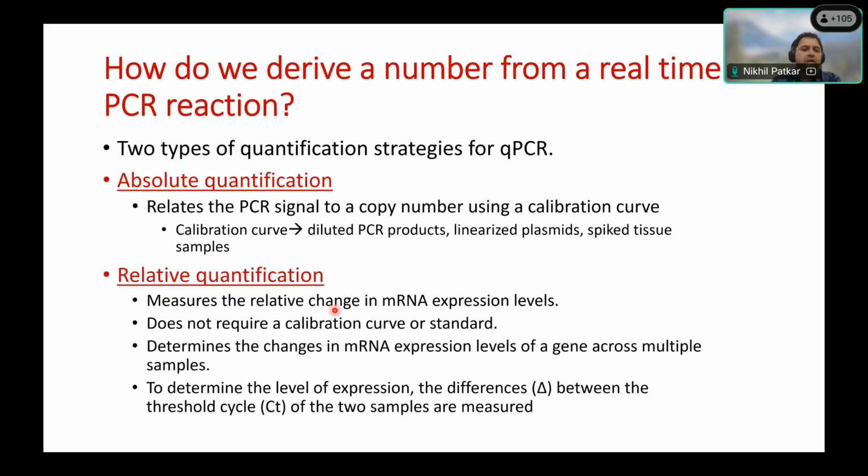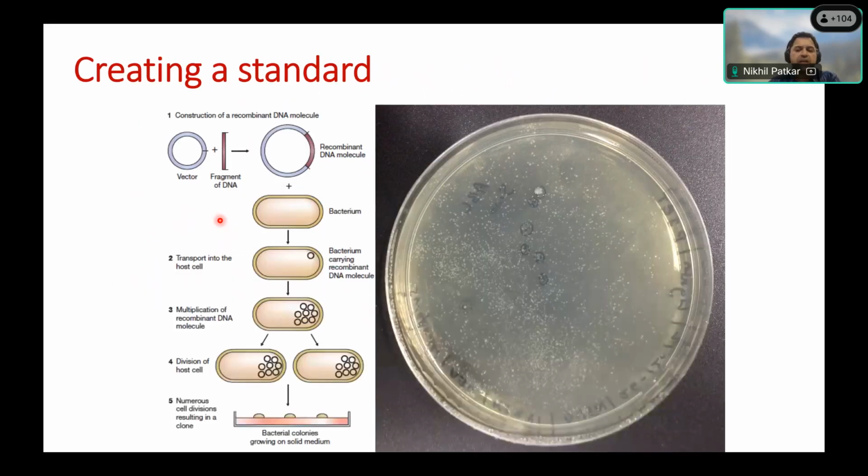So how do we get a number from a real-time PCR CT value? This is done by a technique known as either absolute quantification or relative quantification. In absolute quantification, the PCR signal to copy number is determined by using a calibration curve, which uses either linearized plasmids or spiked tissue samples. In our lab, we created this by doing some simple genetic cloning, wherein you take the clone, insert it in the plasmid, insert it into the bacterium, and let it grow into a colony.